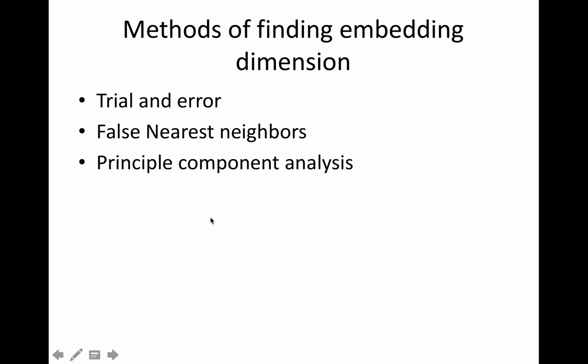Now, how do you find the embedding dimension? And that's a little bit more difficult. We don't know the dimensionality of our system. So there are 3 different options. One is trial and error. The other is the false nearest neighbors method. And the third is principal component analysis.